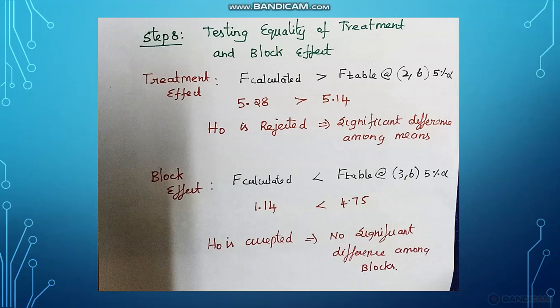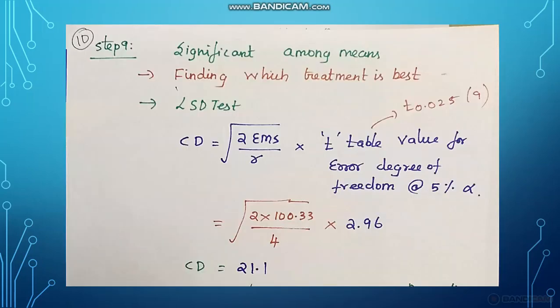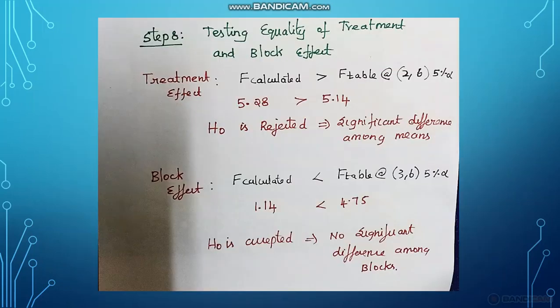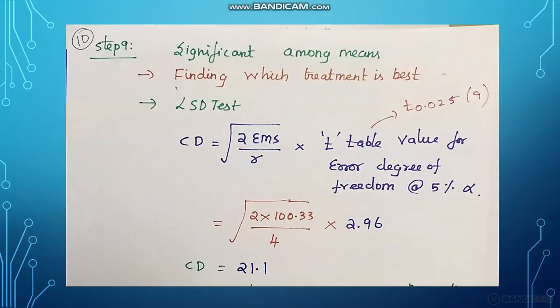In the analysis we got the treatment effect is significant, but block effect not significant. So in step 8 we got treatment effect significant, so we are going for step 9, that is we want to find which mean is different. In step 8 we found that there is significant difference among means. So in step 9 we want to find which treatment is best, which treatment is significant, the best treatment.